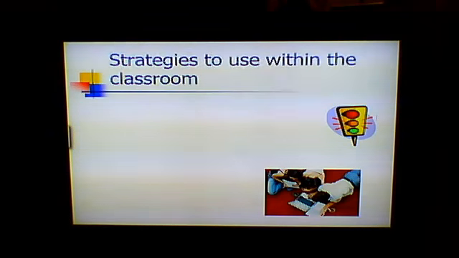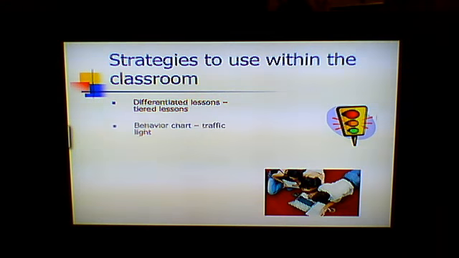Strategies to use within a classroom. Differentiated instruction. Using tiered lessons for the same lesson to meet individuals' needs is necessary. Those with ADHD who are hyperactive can learn through structured lesson plans that involve tactile activities and movement. Behavior charts can also be utilized.